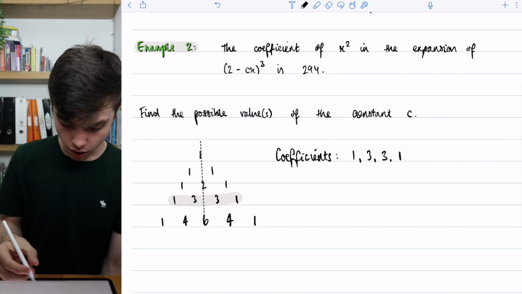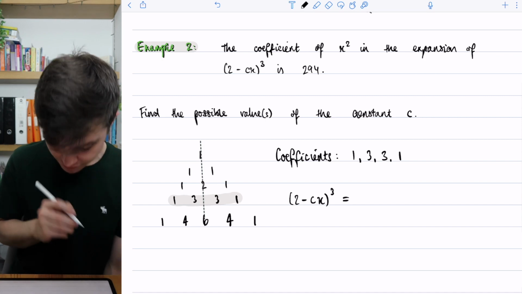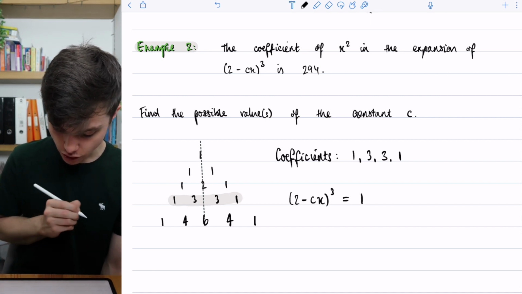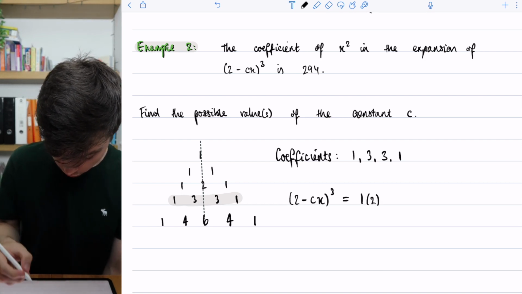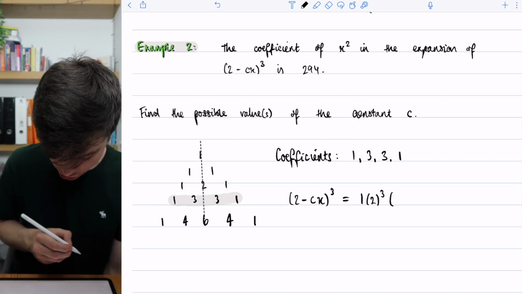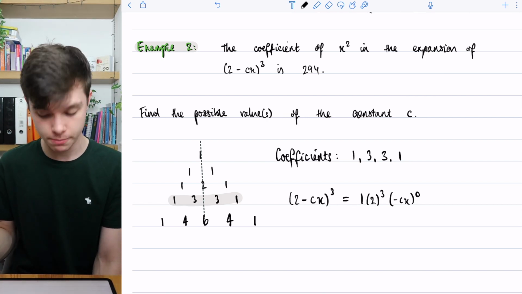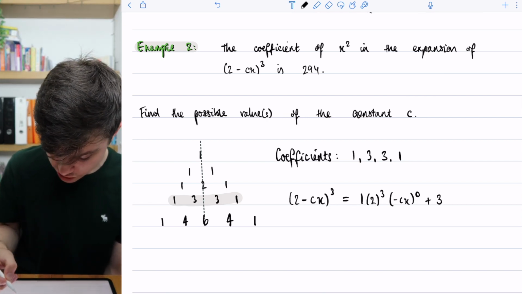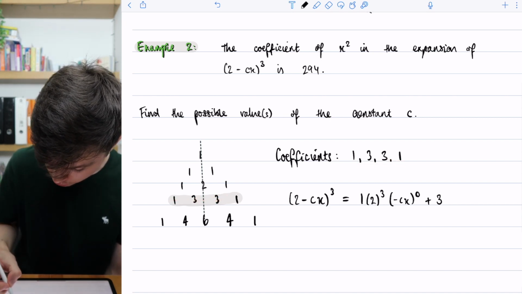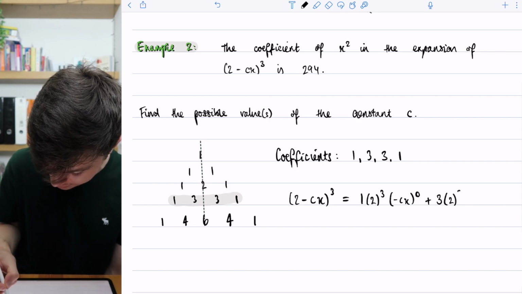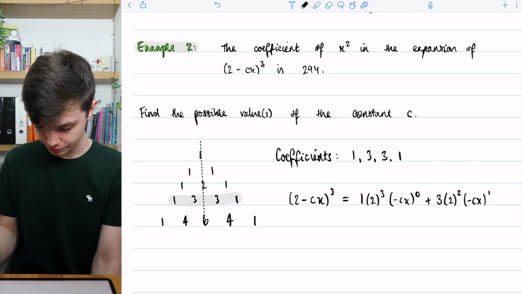Okay, so let's start with our coefficients. If we expand this, I'll have 2 minus cx cubed. We will have the first coefficient, then we'll have our first term, which is 2 to the power of 3, and our second term is minus cx, which is of course going to be a power of 0. Then we're going to add the next coefficient, which is 3, just taking it from Pascal's triangle here. We're going to multiply that by our first term with a decreased power of 2, and minus cx with an increased power of 1.